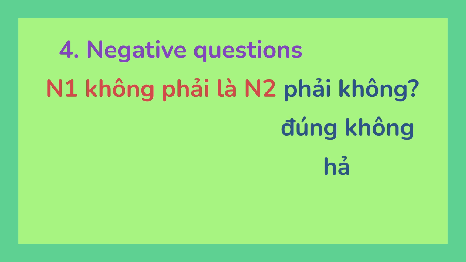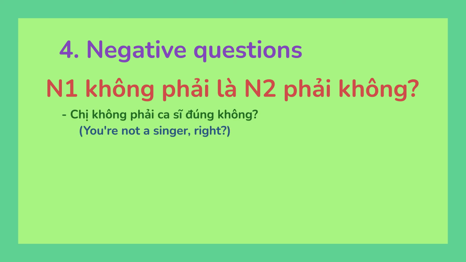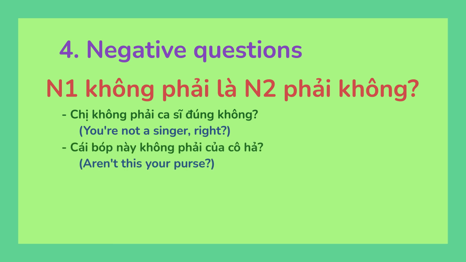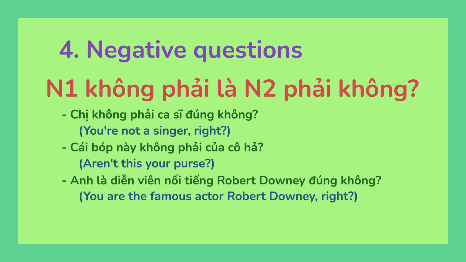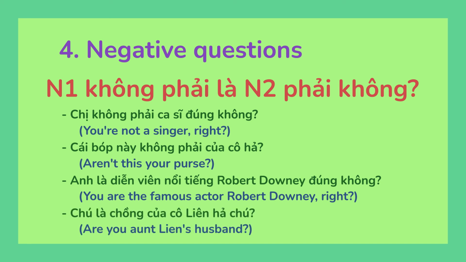This could also be applied to positive questions that have phải không at the end. For example, chị không phải ca sĩ đúng không? Cái bóp này không phải của cô hả? Anh là diễn viên nổi tiếng Robert Downey đúng không? Chú là chồng của cô Liên hả chú? The pronoun chú is put at the end to show your politeness. Remember to mention the pronoun you use to call the person you're talking with at the end of the sentence to show your politeness if that person is older than you.